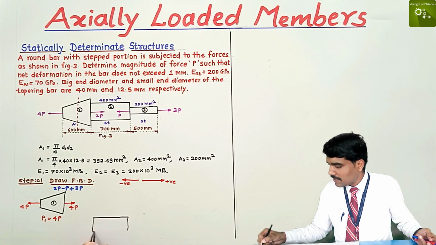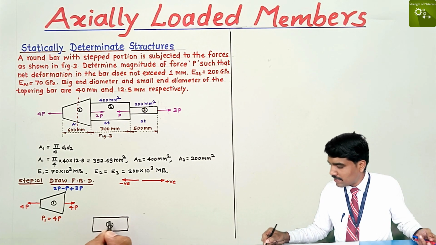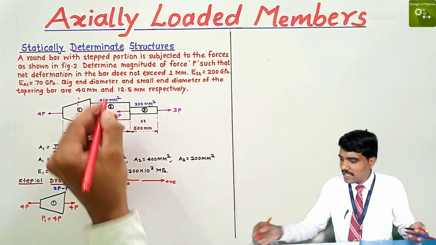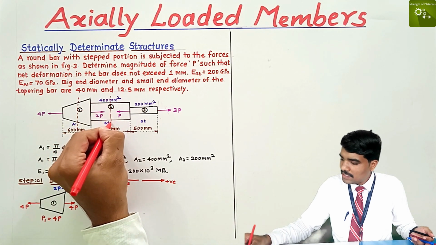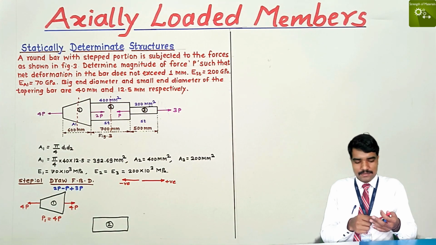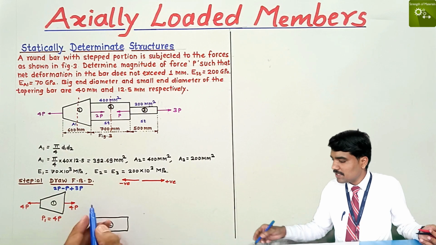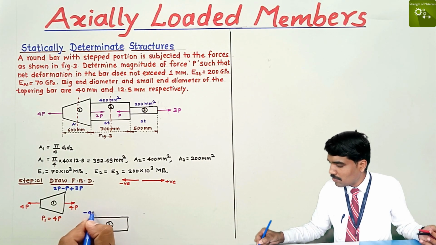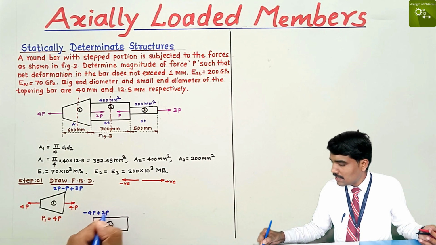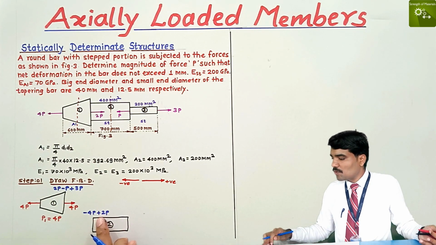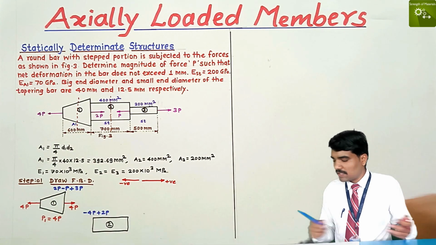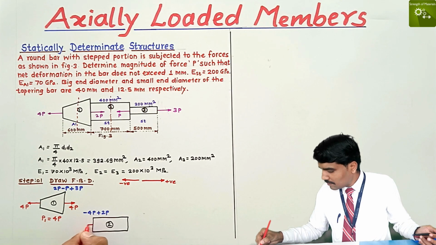Here I draw a FBD of the second member. Take one section in the second member. See the left side of forces. Apply simple sign conventions, that is minus 4P plus 2P. It is minus 2P. Minus 2P means it goes towards the left side.